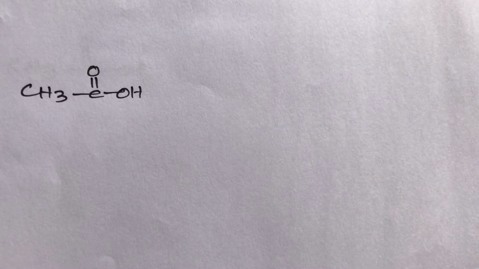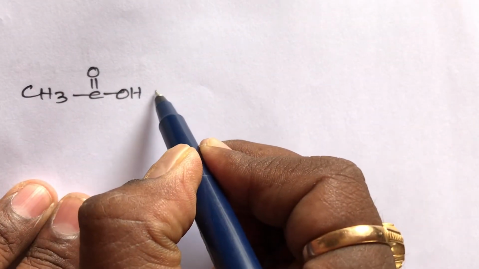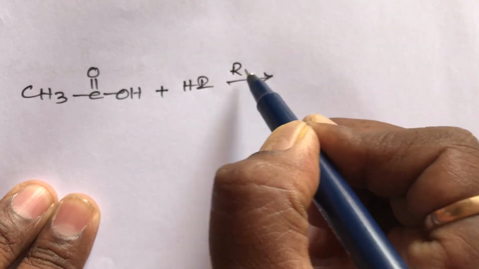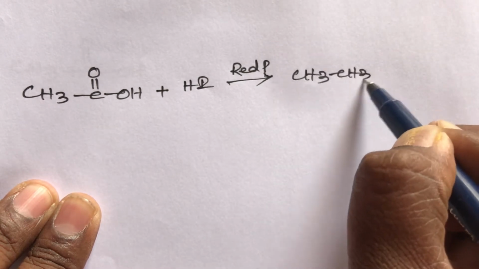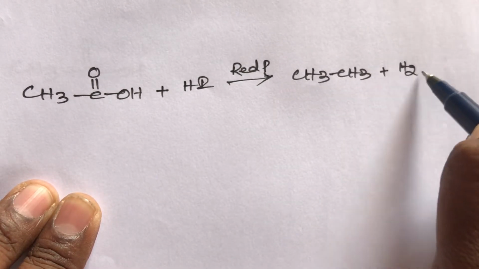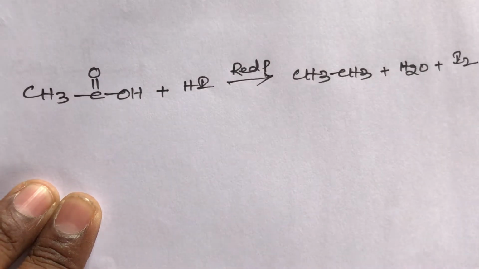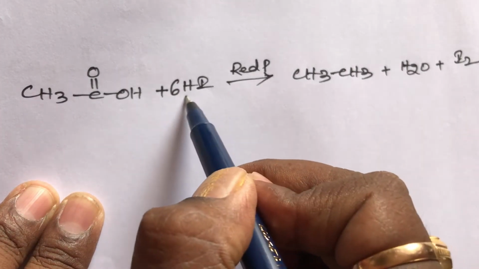Hello students, next example: acetic acid reduction with HI in the presence of red phosphorus. It gives alkanes, that is CH3-CH3 plus water plus I2. Now here, students, in this reaction 6 moles of hydrogen iodide are involved.